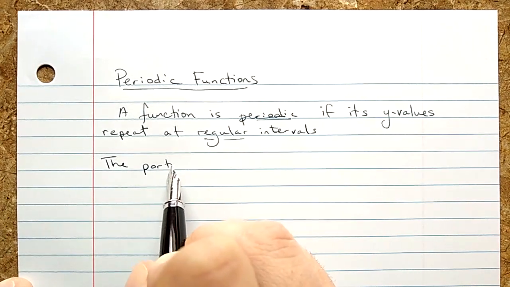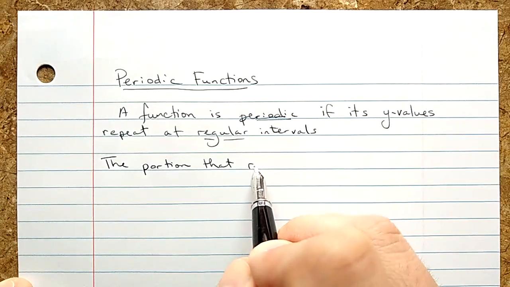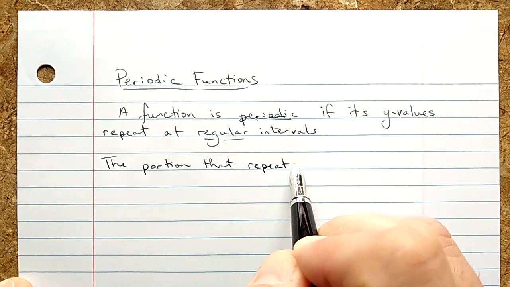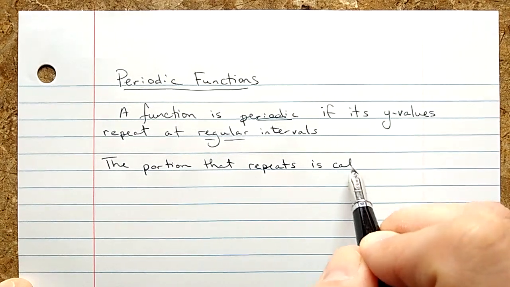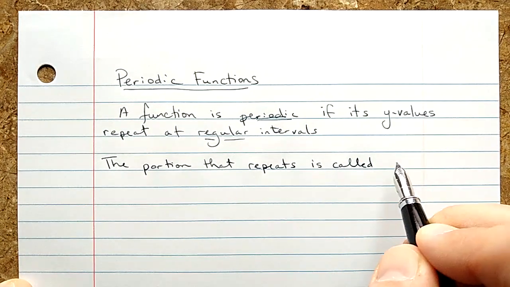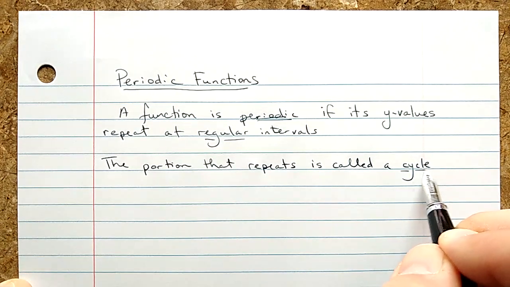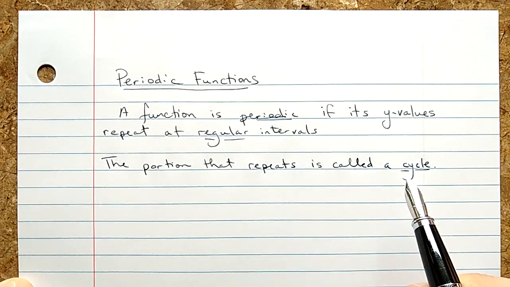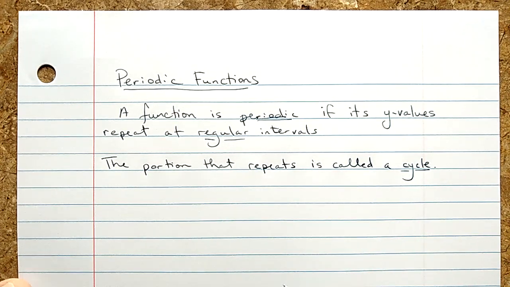The portion that repeats, if you take that chunk and see it repeated over and over again, is called a cycle. And that's true for any portion that repeats. So as you see a periodic function, you'll see there are lots of different kinds of cycles that you can see inside of it.